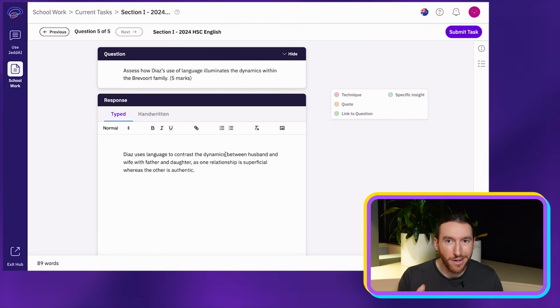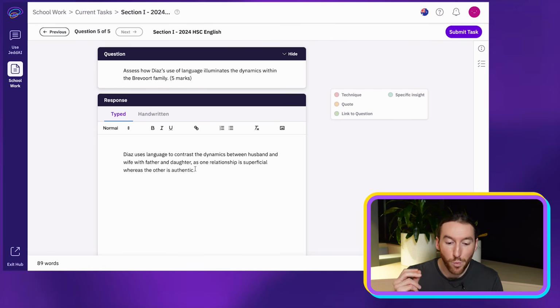So for this topic sentence, we've got Diaz uses language. Notice we're not going to expand on the language, but we're going to say uses language to contrast the dynamics between husband and wife with father and daughter. So we've been very specific there, and you don't have to do that, but I find that that would really almost guarantee the mark if you could say what the contrasting dynamics are, if you chose to do it in the way in which we did, which is what I would always recommend.